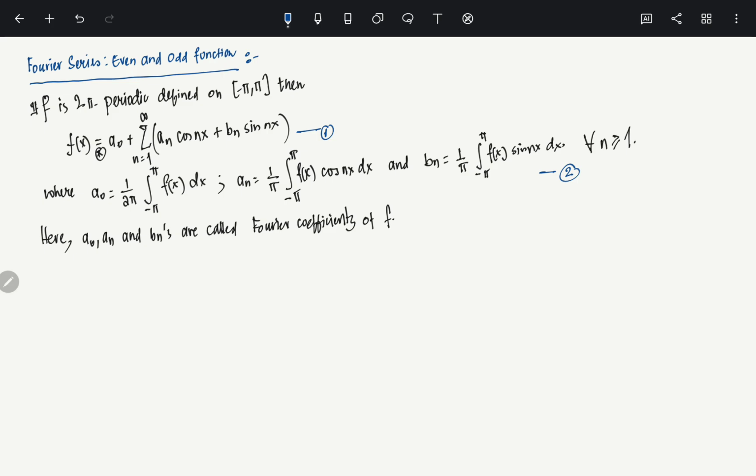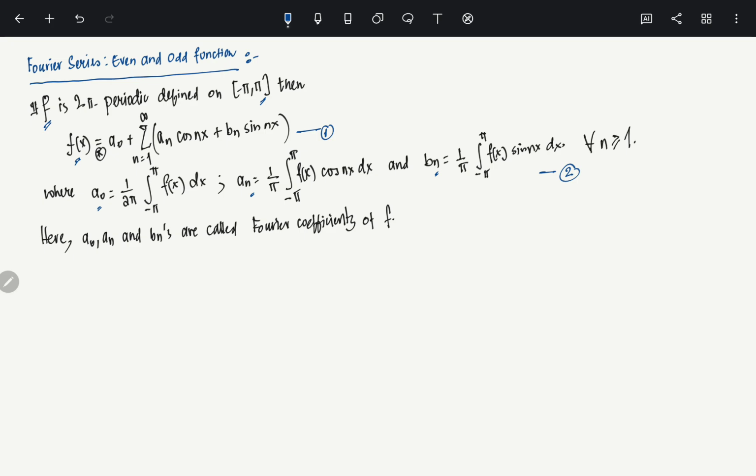Okay, right. So first things first, if you can recall, if you are given a function which is 2 pi periodic, so essentially it is defined between minus pi and pi, then we can write f of x as this series, which we are going to call the Fourier series of the function f. And a naught, an and bn are the Fourier coefficients, which are in terms of cosines and sines involving f, right?